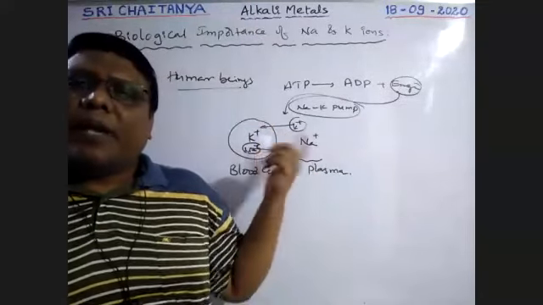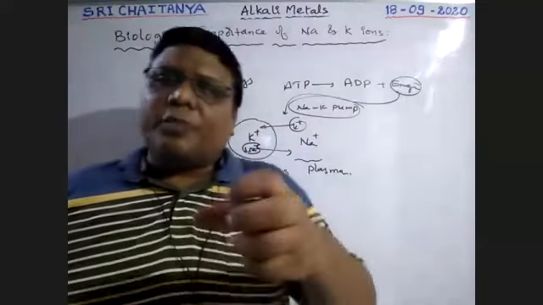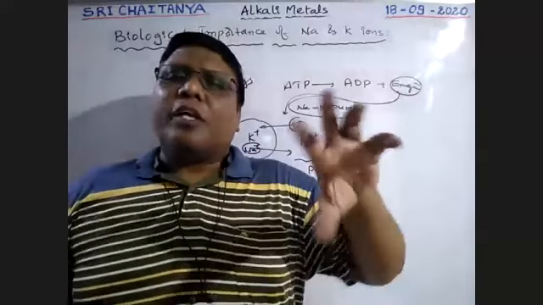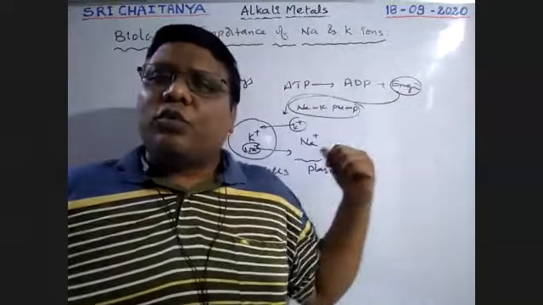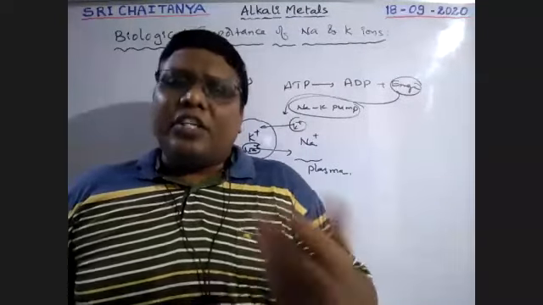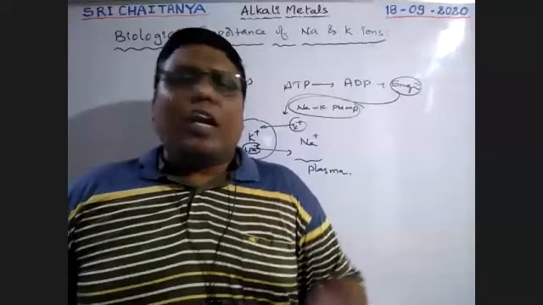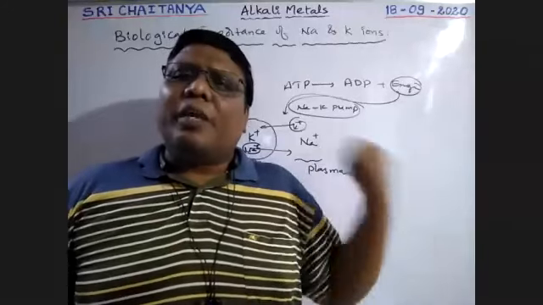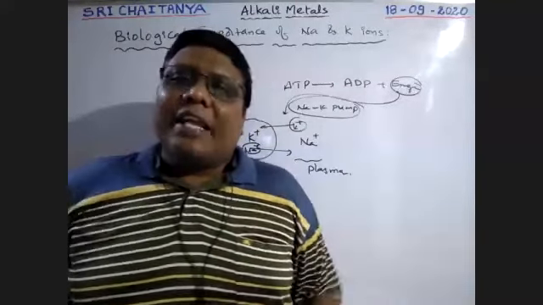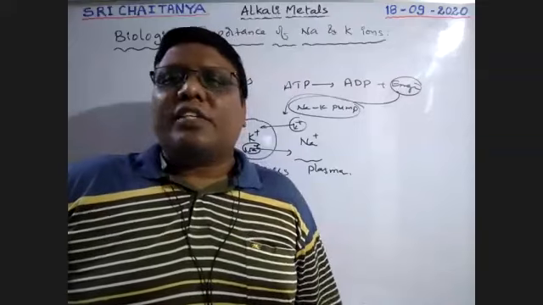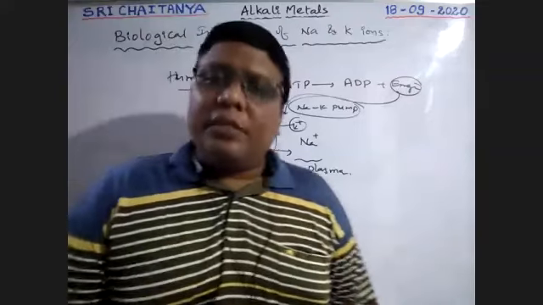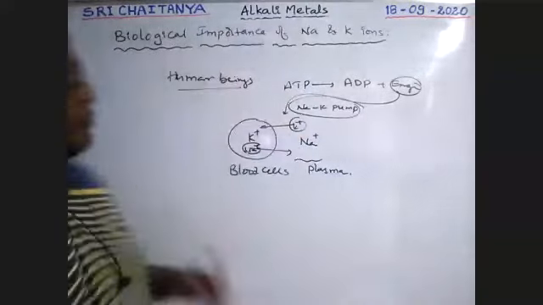Because of the cell membrane, pressure is developed, that is, osmotic pressure. That osmotic pressure is perfectly maintained by these sodium and potassium ions. If that pressure is not perfectly maintained, automatically high BP or low BP develops. That is due to an unequal balancing situation.